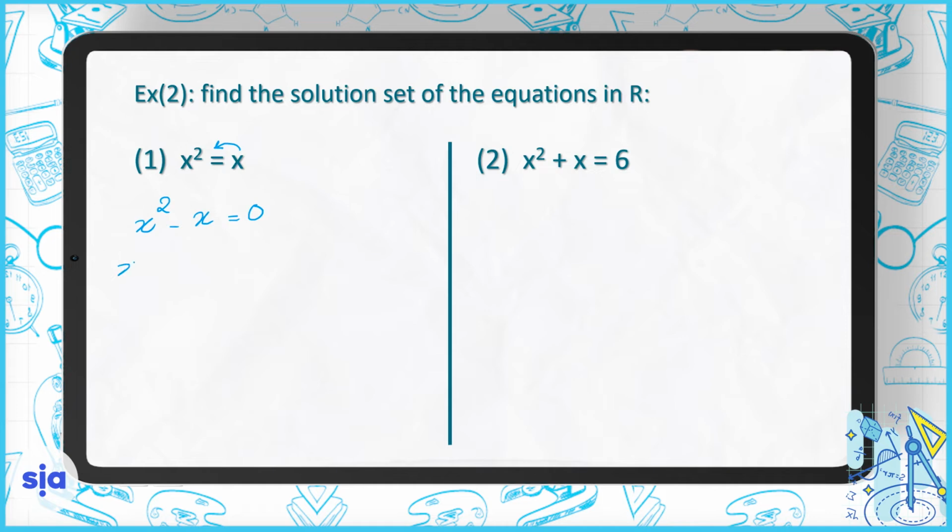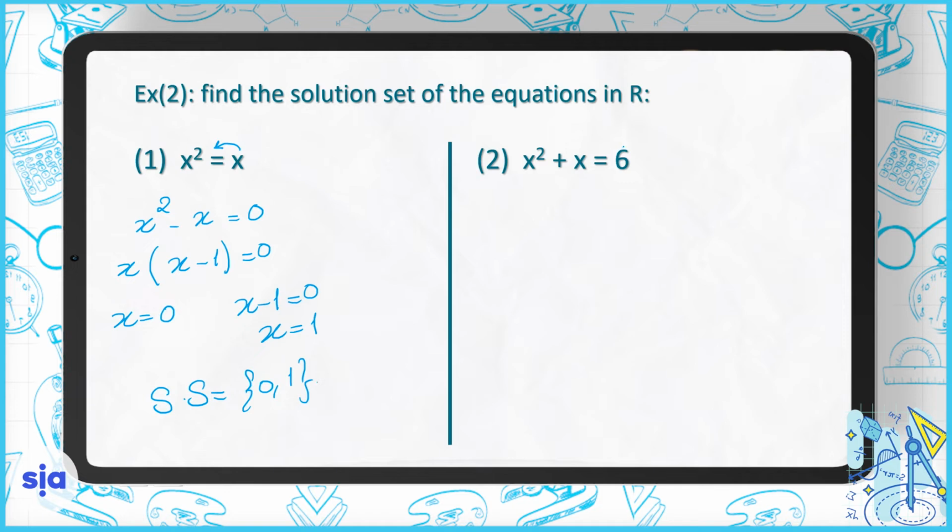We take the x as a highest common factor outside, so it's x times x minus 1 equals 0. Then the x is equal to 0, or the x minus 1 is equal to 0. So x can be 0 or 1. So the solution set in here is either 0 or 1.